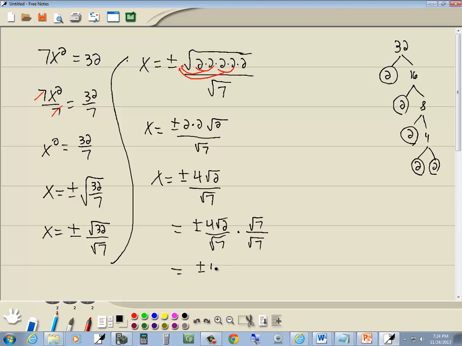So we'll have plus or minus 4. Square root of 2 times square root of 7 gives us square root of 2 times 7. Since they have the same index, you can multiply them together and put them underneath a single square root. And square root of 7 times square root of 7 gives you 7. So we get plus or minus 4 square root of 2 times 7, which is 14, over 7. And that's our answer.